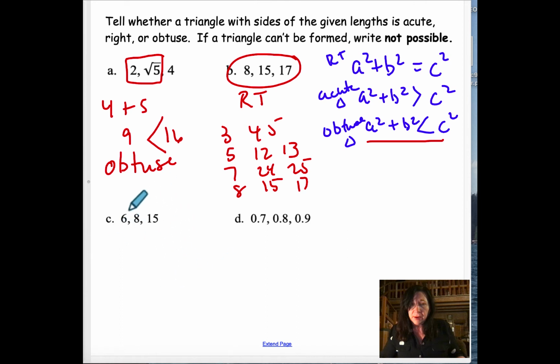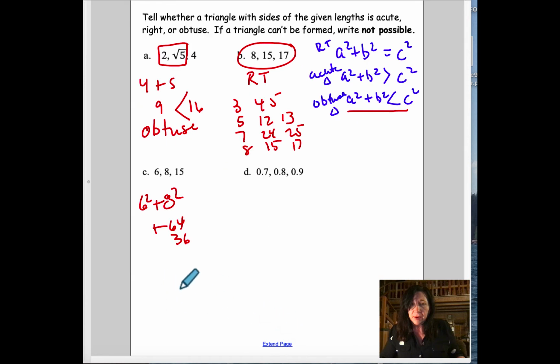For this problem, 6, 8, 15. 6 squared plus 8 squared is 36 plus 64, which is 100. And how does that compare to 15 squared, which is 225? So 15 squared is bigger, so which one is it?